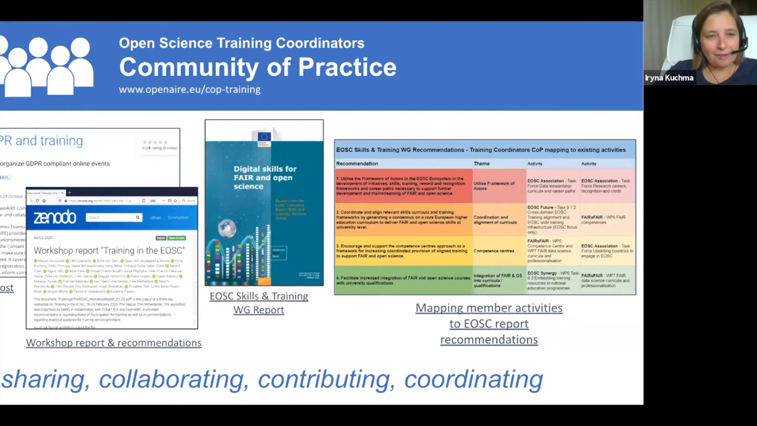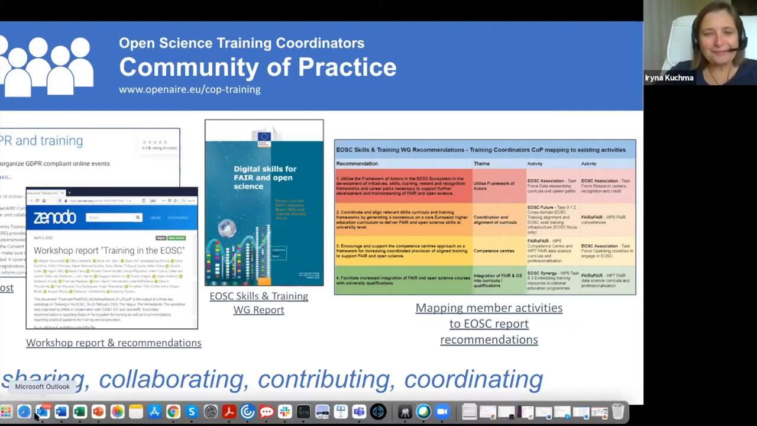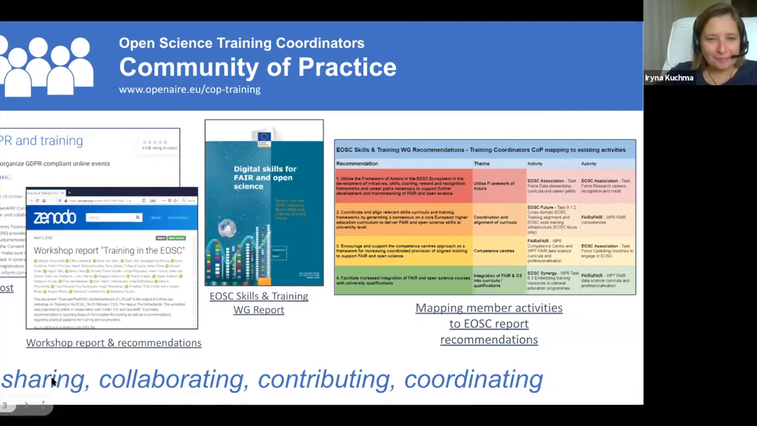And then many of us were part of EOSC skills and training working group, and together we produced this report on digital skills for FAIR and open science. And one of the current projects is this document that you can see, a colorful spreadsheet, which is called Mapping Community of Practice Members Activities to EOSC Report Recommendations, because now we're looking at what's already going on to implement activities suggested in the report and where the gaps are and where we should focus better.